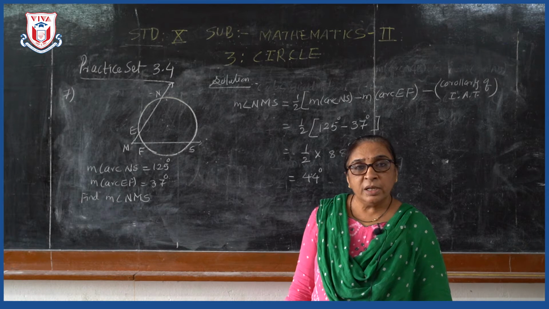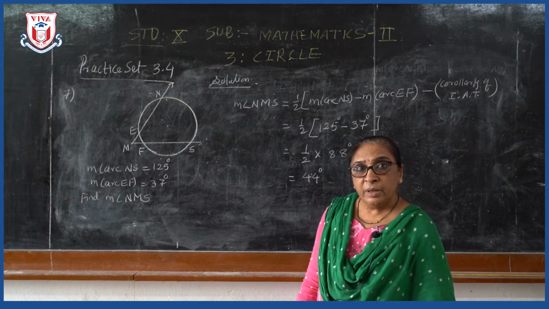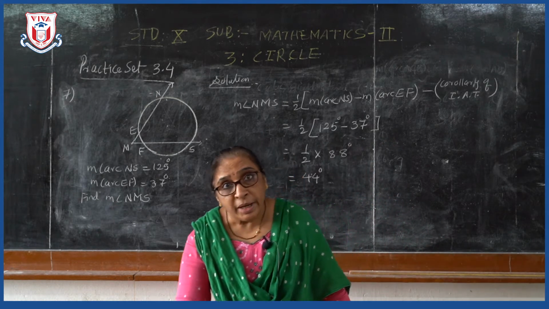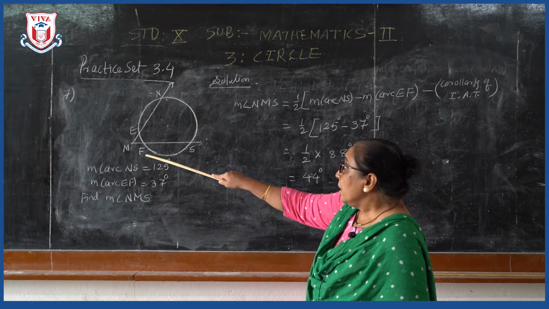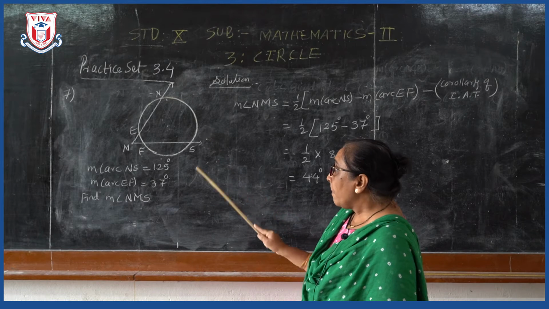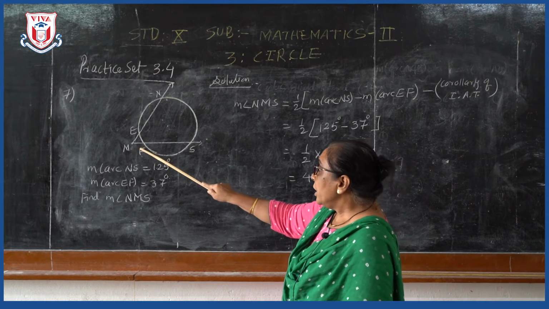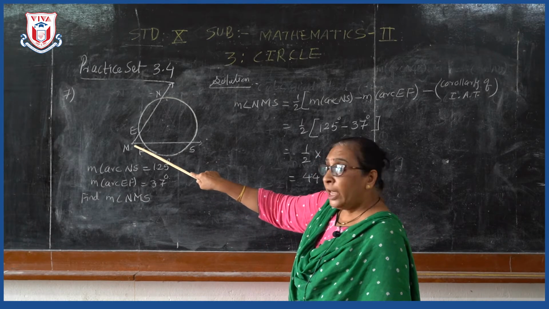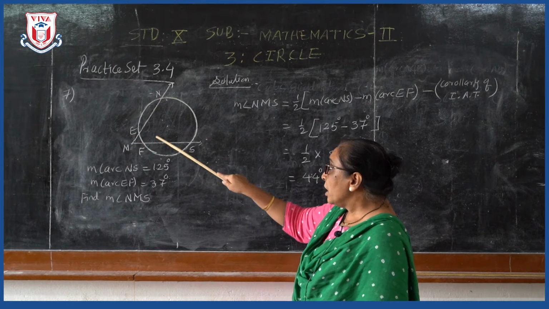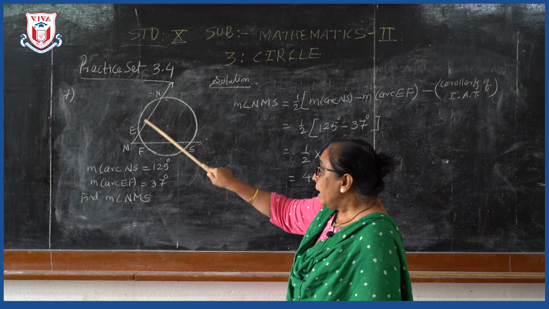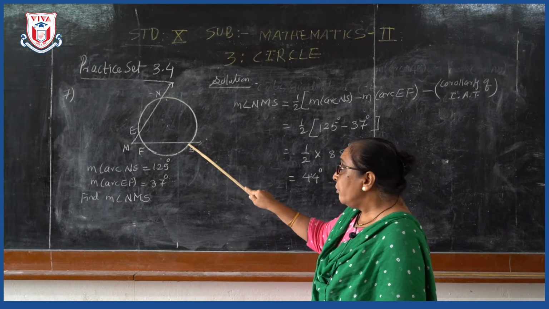Let us see the 7th example from the same exercise. See in this figure, if you see this point M is lying in the exterior of the circle. Angle NMS we have to find out.